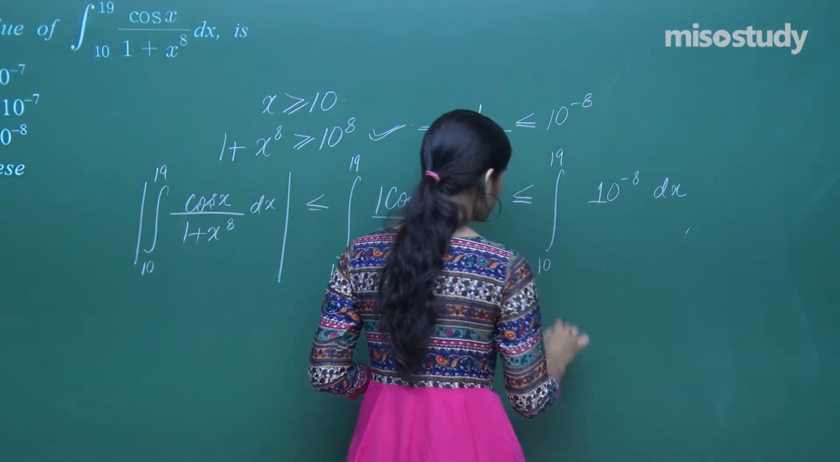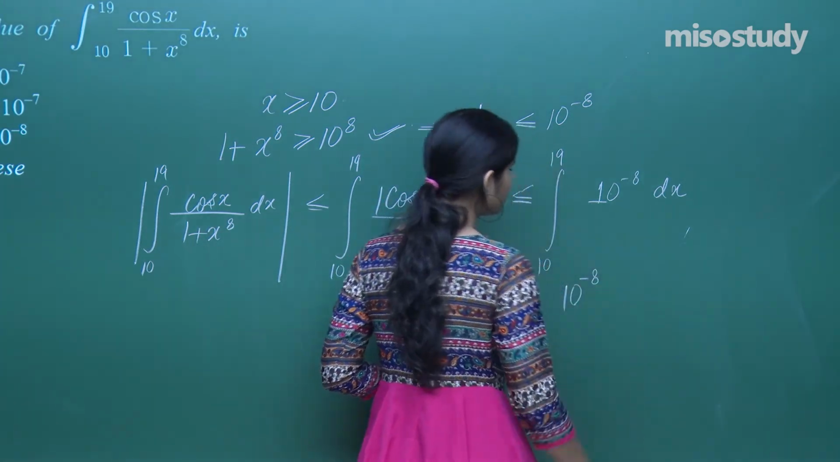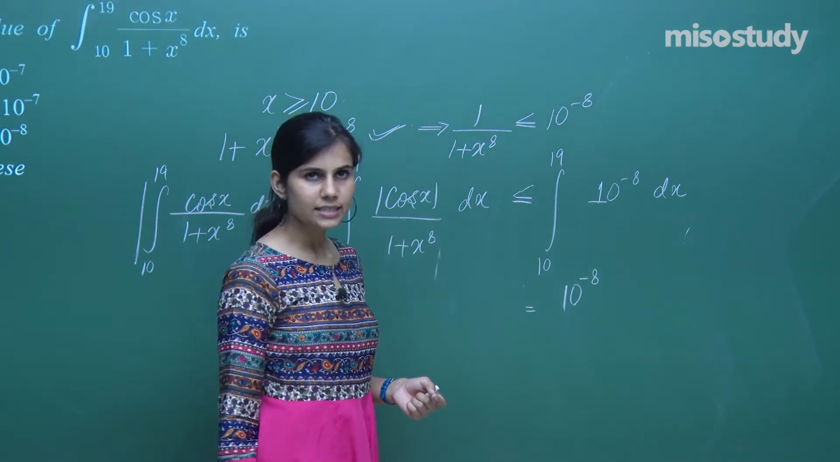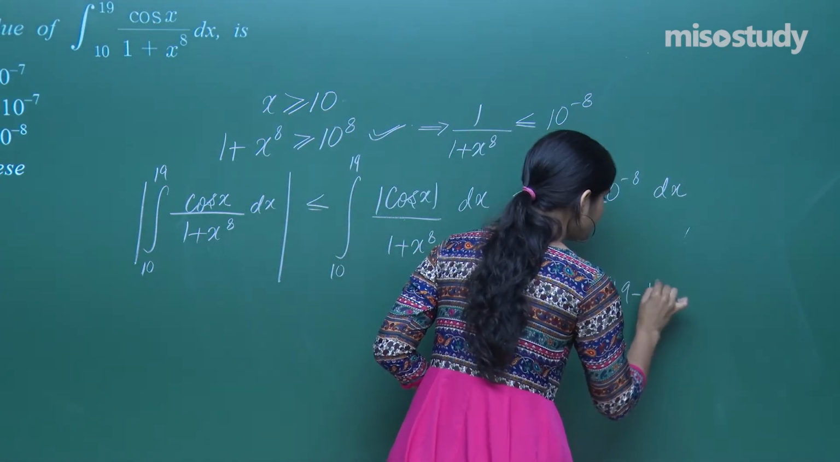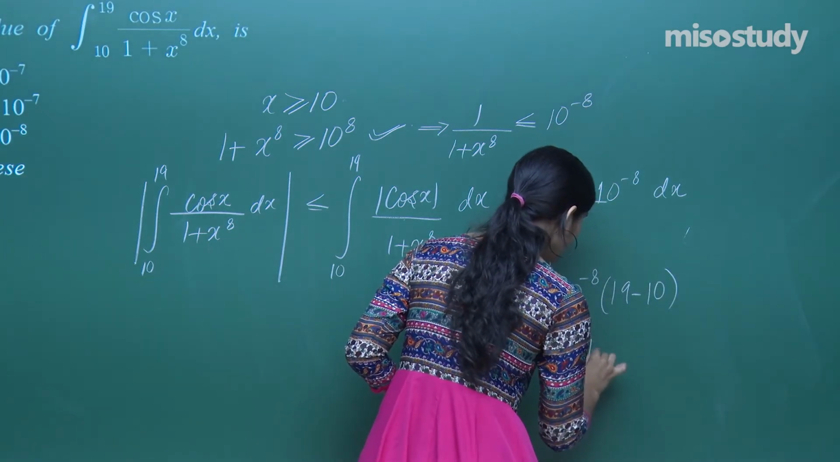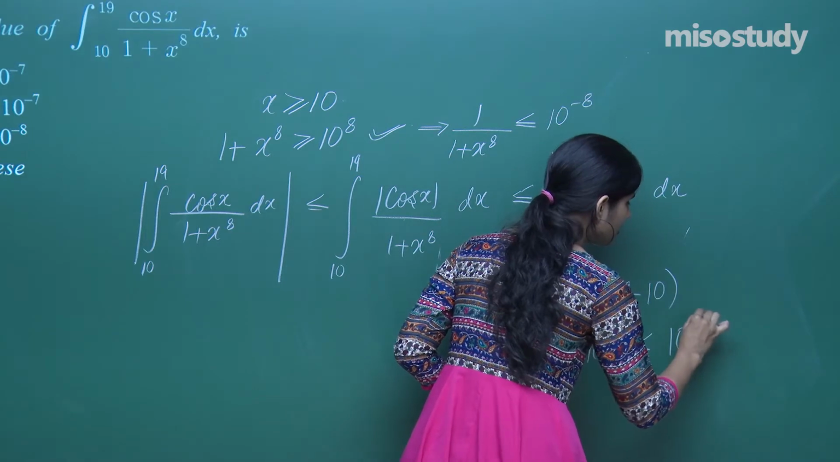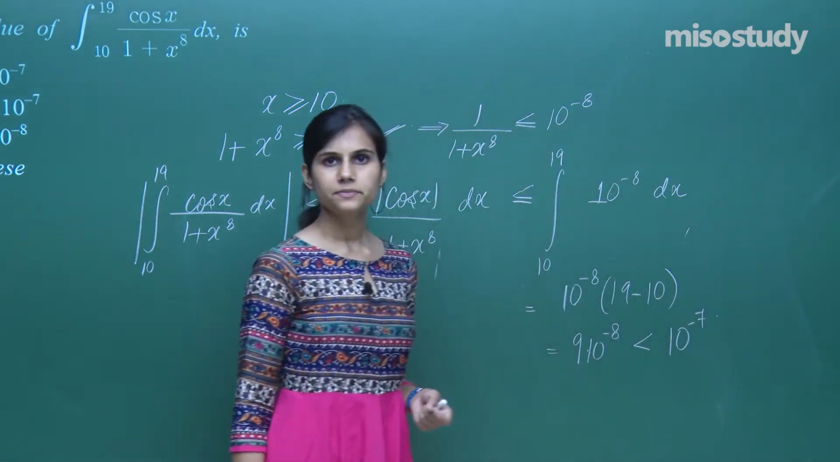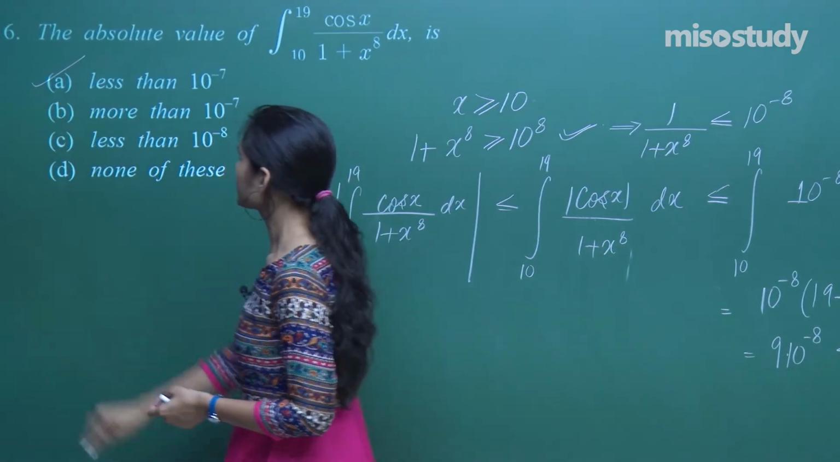So obviously this comes out to be equal to what? This comes out to be equal to 10 to the power minus 8 into x, where x is ranging from 10 to 19. So that is going to give you 19 minus 10. This is 9 into 10 to the power minus 8, which is clearly less than 10 to the power minus 7. If it is clearly less than 10 to the power minus 7, option number A is the correct one.